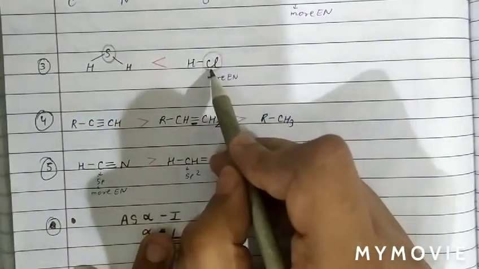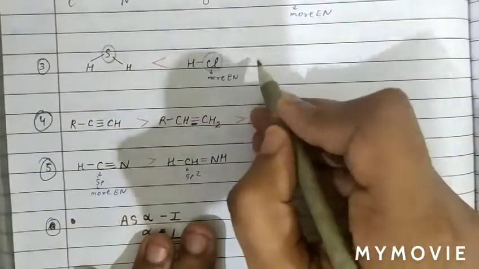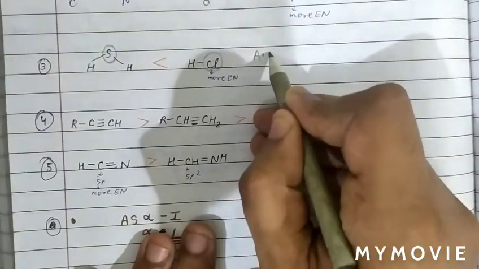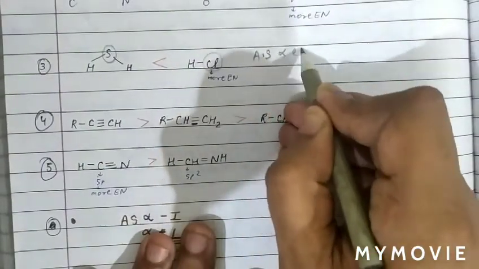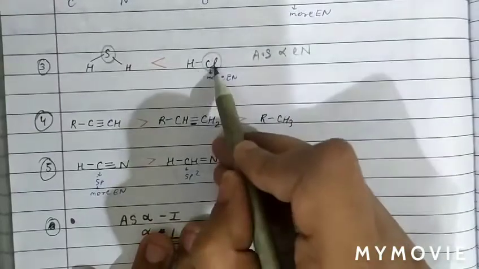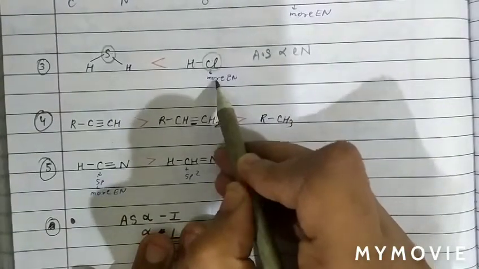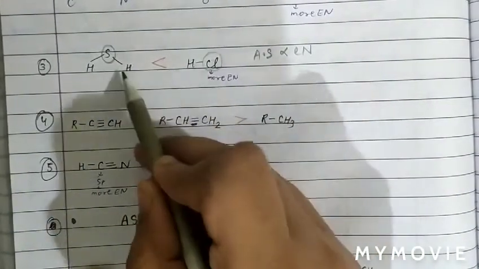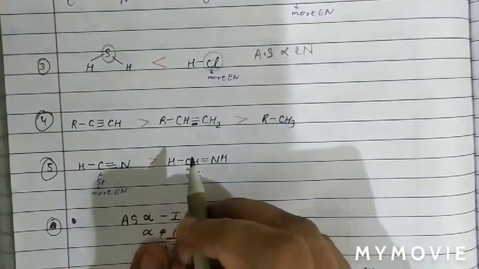We see the electronegativity of chlorine is more, so when the central atom is different, then acidic strength is proportional to electronegativity. Chlorine has more electronegativity, therefore HCl has more acidic character with respect to H2S. Now see the next question.